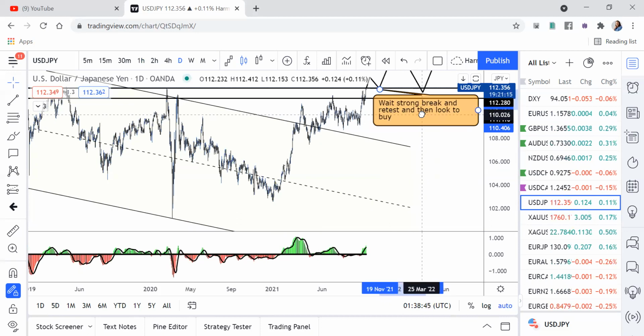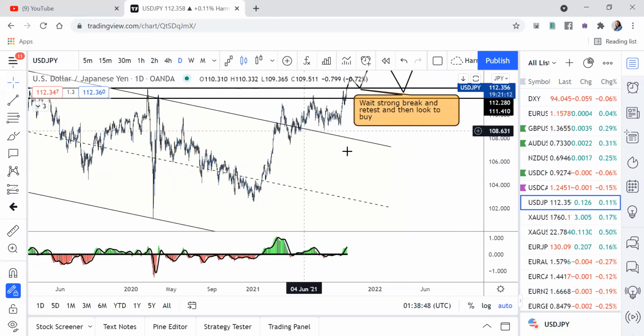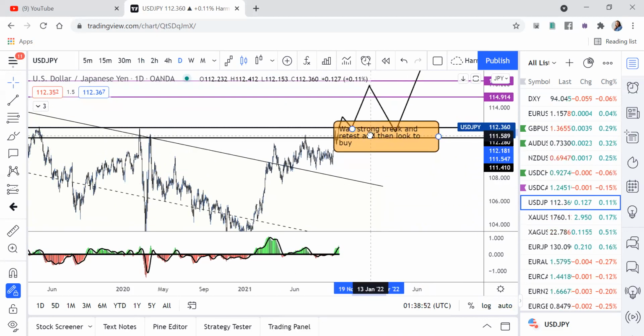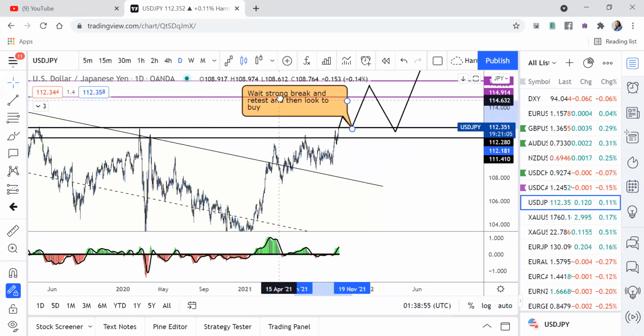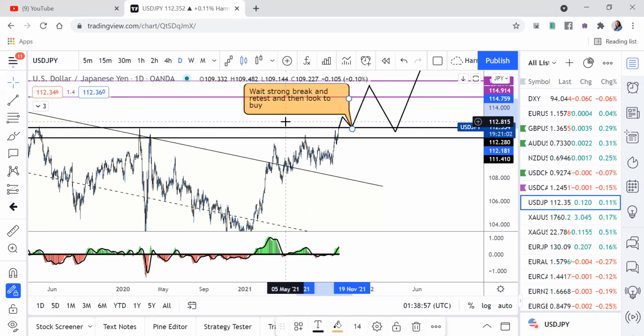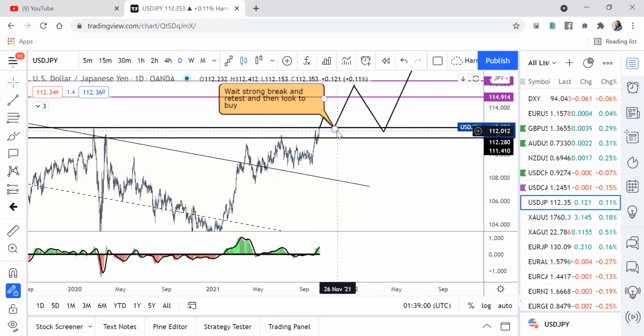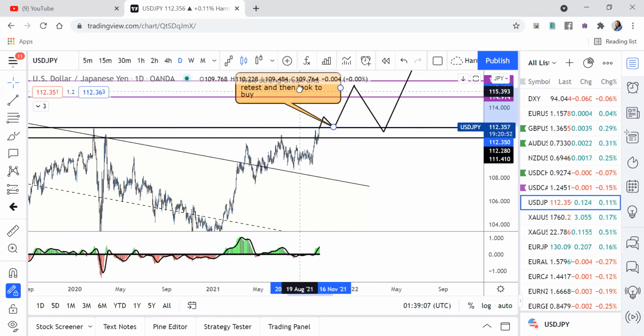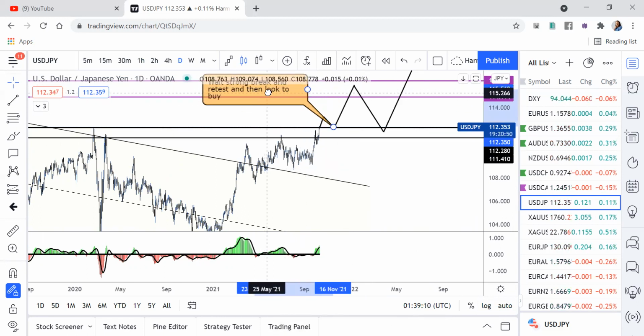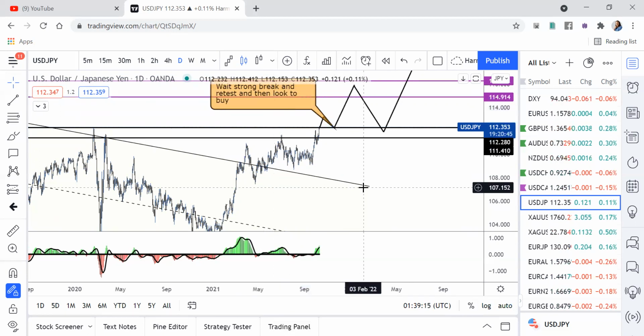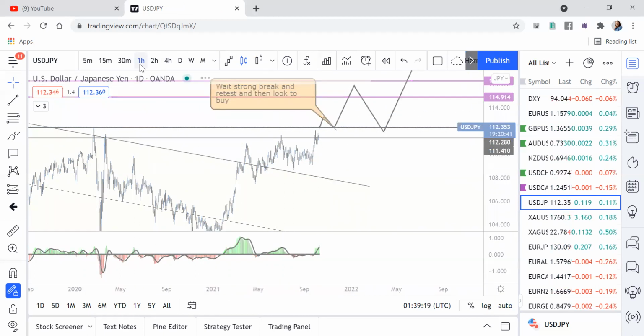Let me just move that note. I really want to see this break. Right? So wait for that. So we're gonna wait for that strong break.